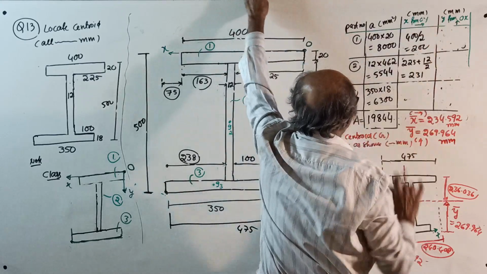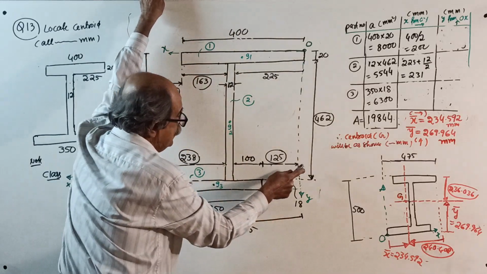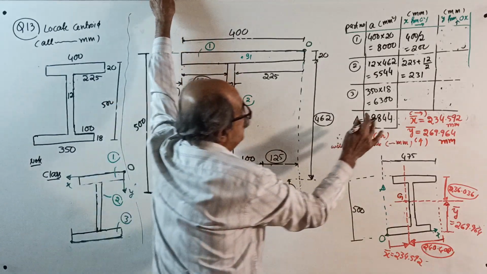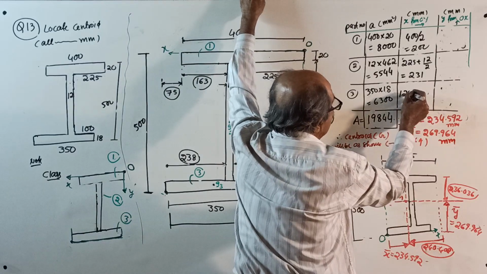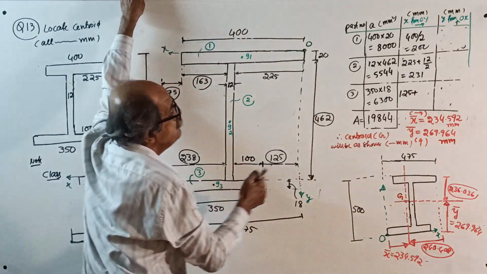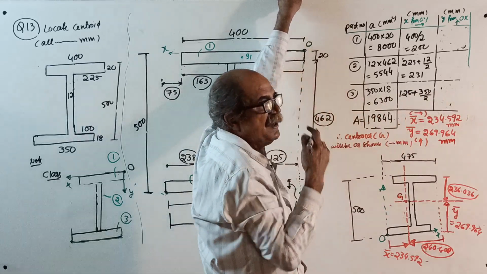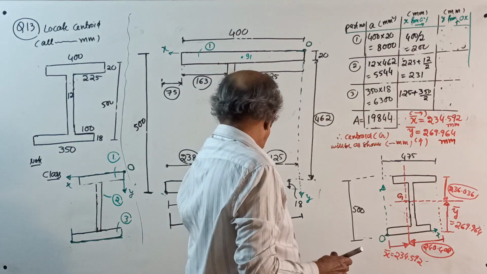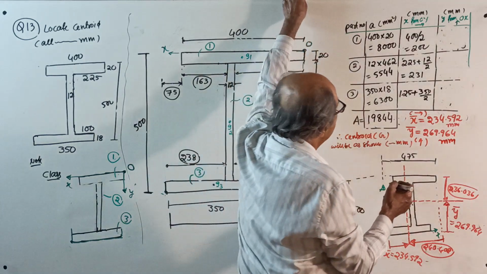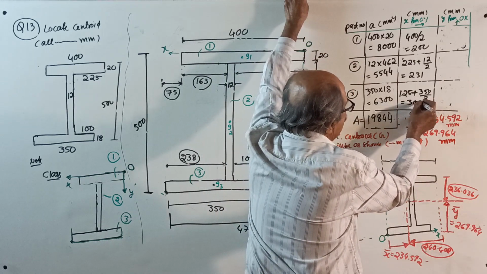Understood. Figure number 3, see, centroid is here. First from here, 125 up to here. After that, from here to the center of the rectangle is 350 by 2, that is 175. 175 plus 125 is 300, correct? Yes, it is 300.